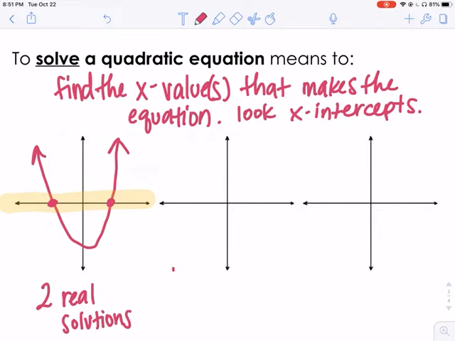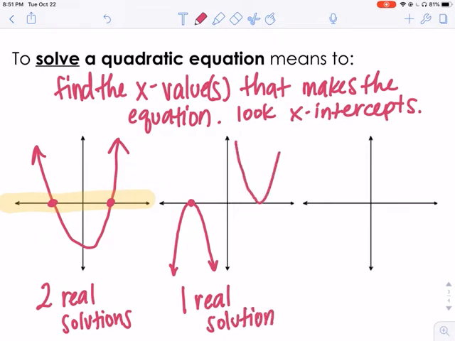So then you can imagine that if your graph looks like this and comes up and touches it and then goes back down like that, it only touches in one place, then that would be considered one real solution. It could also look like this, facing up that way, but both of those would be one real solution. And then the last possibility is that there are no solutions.